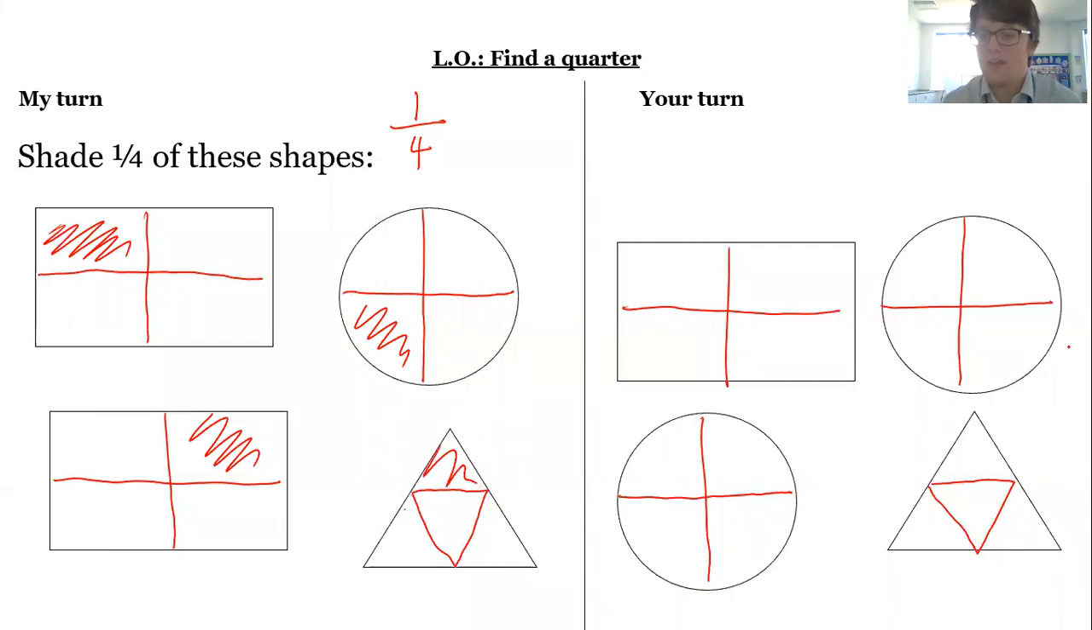Can you find a way to show a quarter of these shapes? And again here, notice I've got 2 circles. Can I show a quarter in 2 different ways? Off you go, pause the video, have a go.